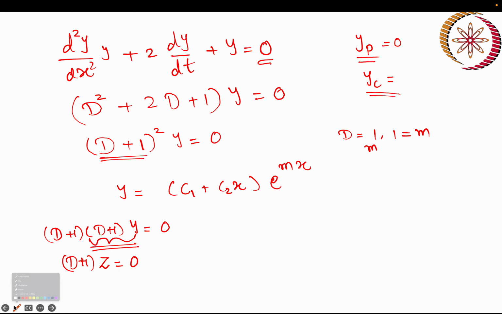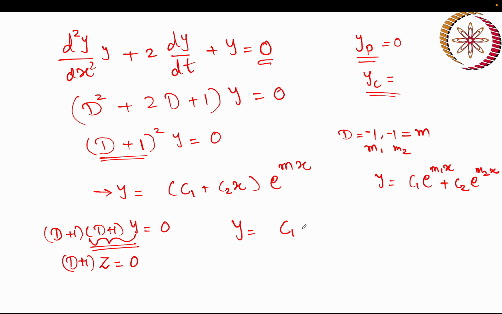Okay, so this is the solution if there are repeated roots. If these roots are different, m1 and m2, then the solution would have been c1 e raised to m1 x plus c2 e raised to m2 x. But here the roots are minus 1, so we will substitute that here. So y is equal to c1 plus c2 x, e raised to minus x.